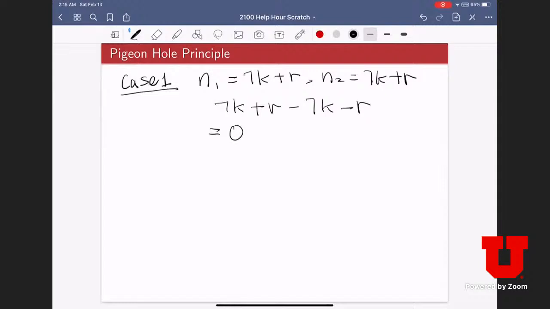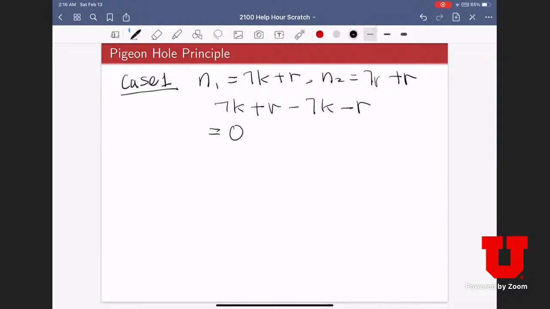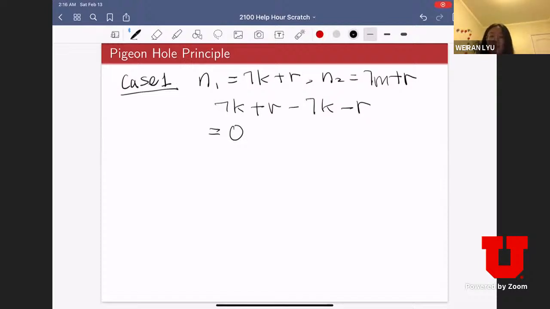On this one, wouldn't you, for that second k, use a different variable like maybe m? Oh, you mean right here? Yeah, you should. Sorry about that. Yeah, you want to, because they're not necessarily pointing to the same number, so they can be different numbers. You just have the same remainder.